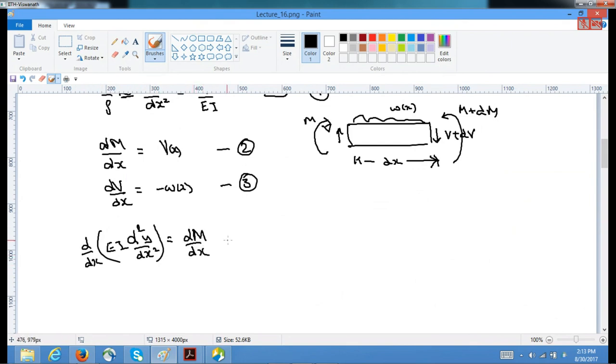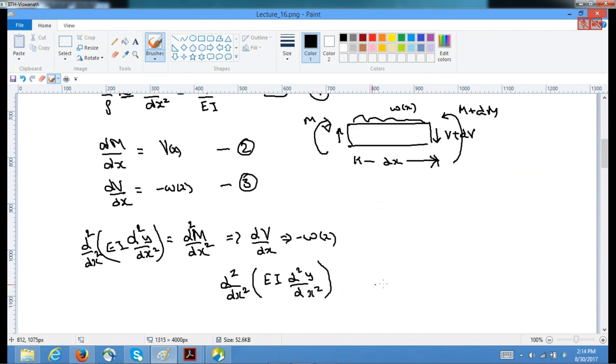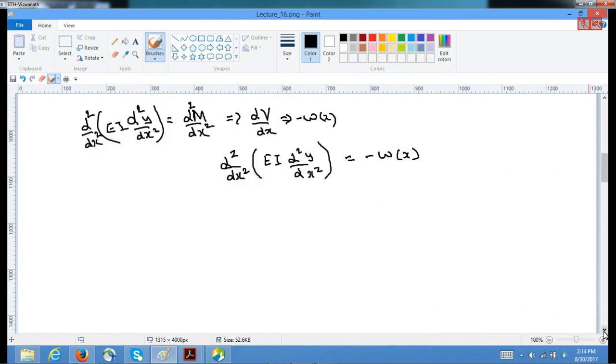dM by dx is equal to V, and if you do d square M by dx square, this will become dV by dx. So that is d square by dx square of EI d square y by dx square is equal to minus w of x.